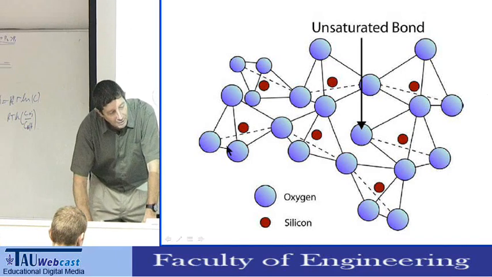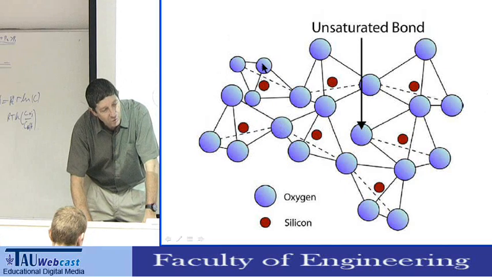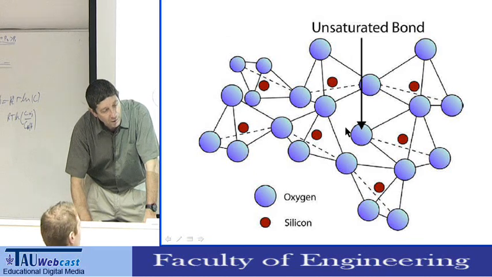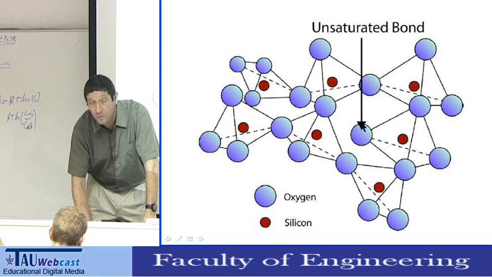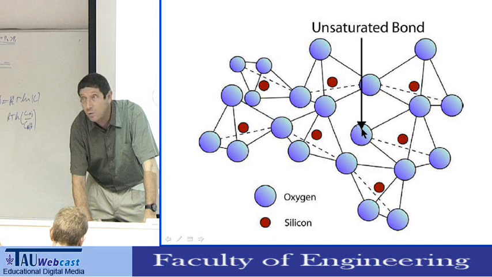You can find, for example, some structures with missing atoms, like here. There's this oxygen atom not connected to anywhere. This oxygen atom is not connected to anywhere. This oxygen atom is connected, on one side, to two silicon atoms. This one is connected only to one silicon atom. So this one has an unsaturated bond.